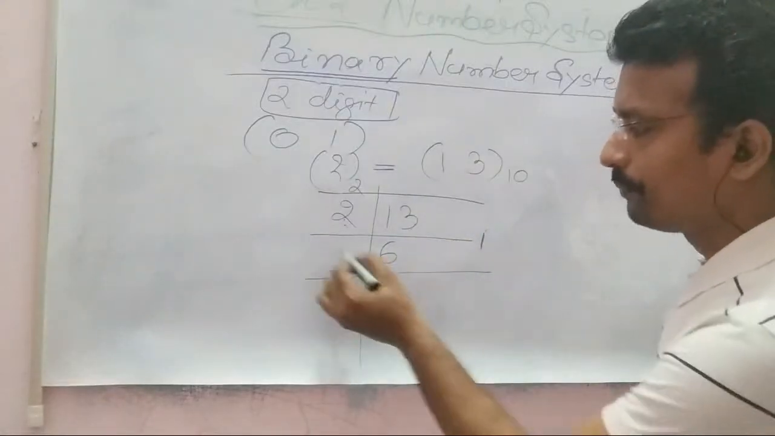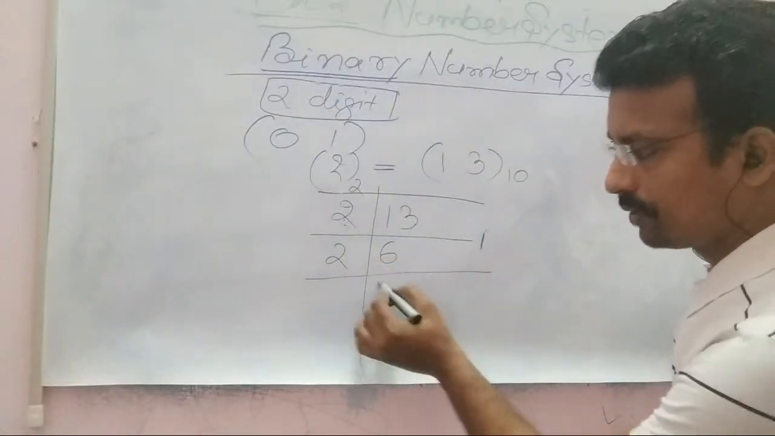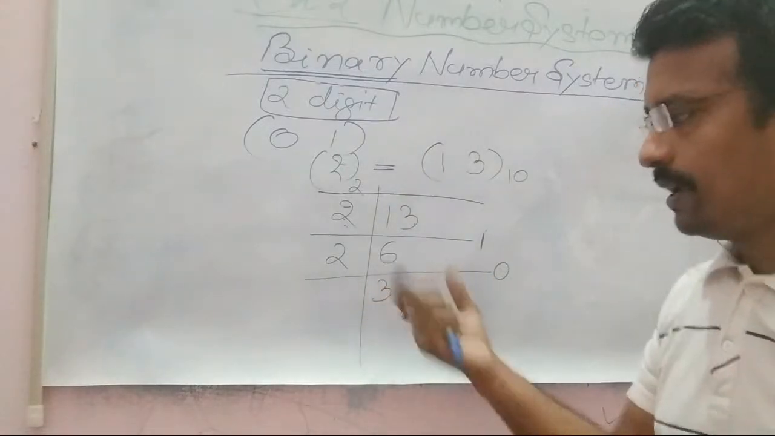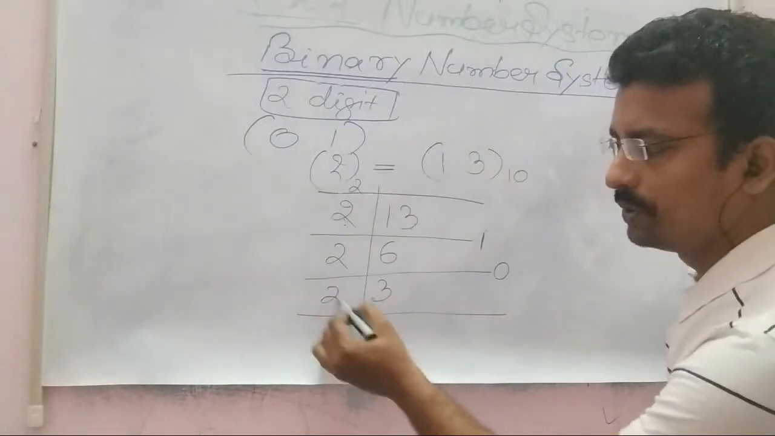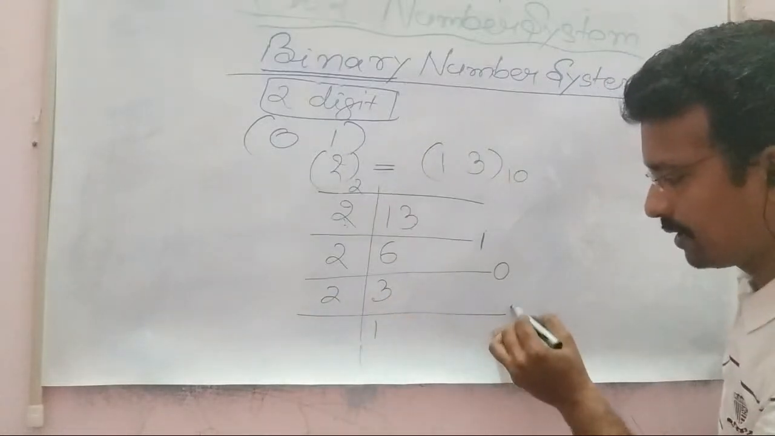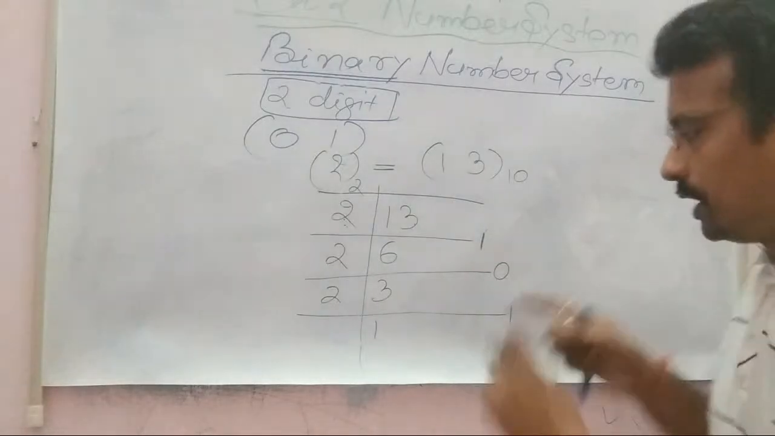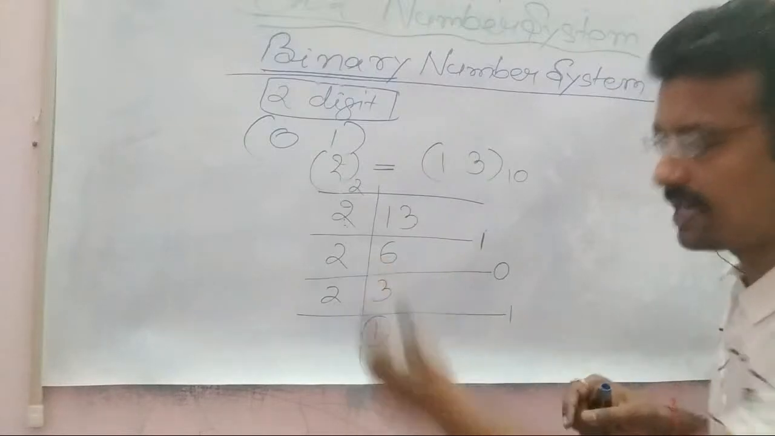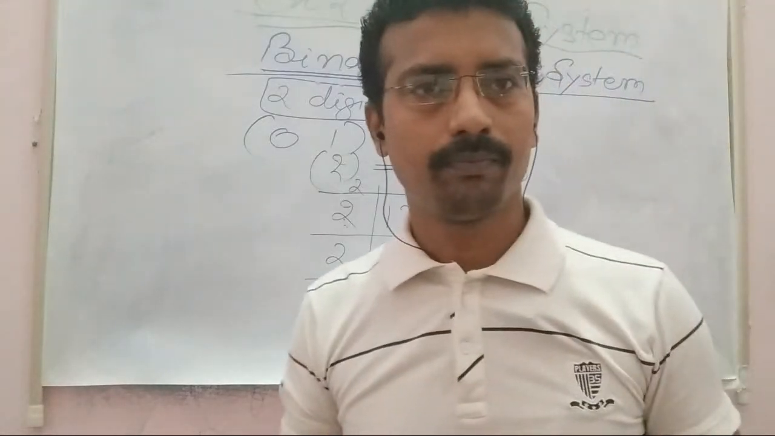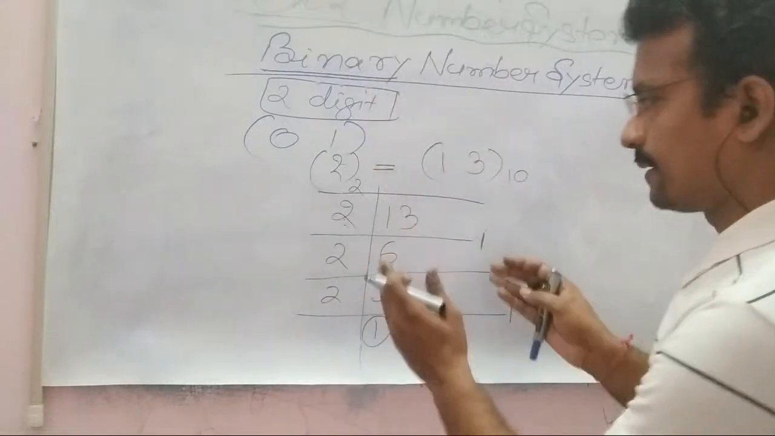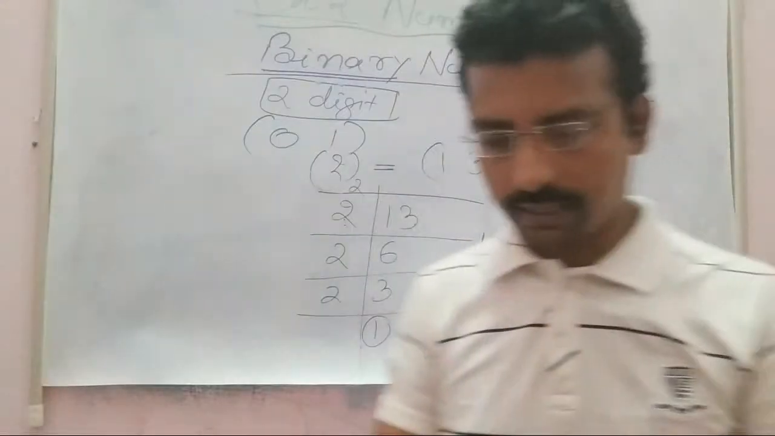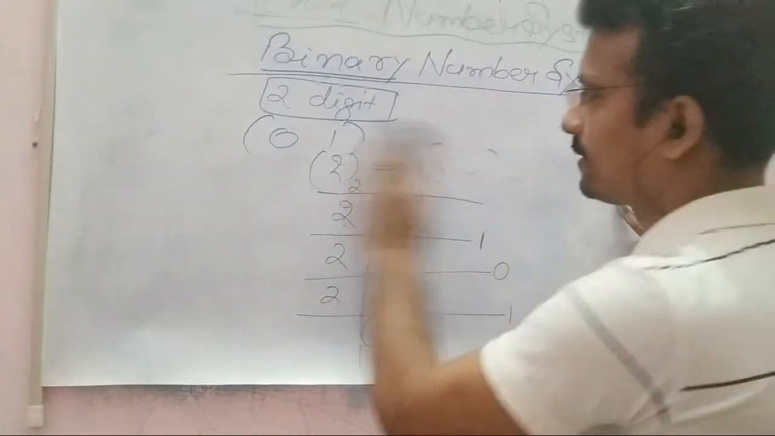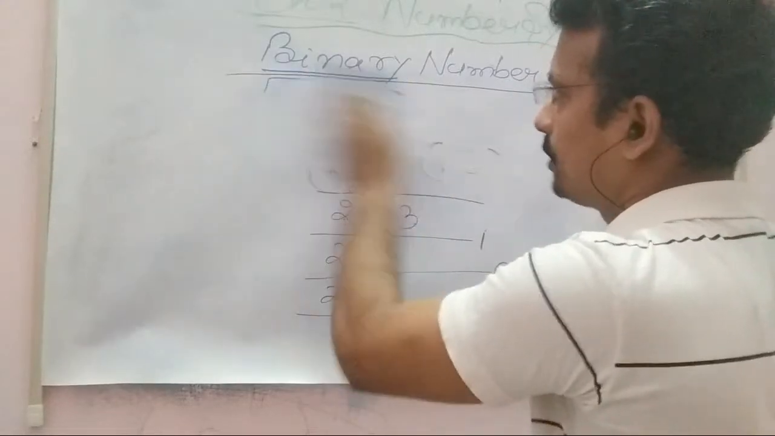Next time you will go 2 3s are 6, remainder 0. Hope clear? Next time you will go 2 1s are 2 and remainder 1. So this way we are going to get the final value 1. After this, we cannot calculate. Is it okay? So this is the calculation criteria. Once again I will tell, please watch carefully, then I will tell you how you will write this number in the binary form.